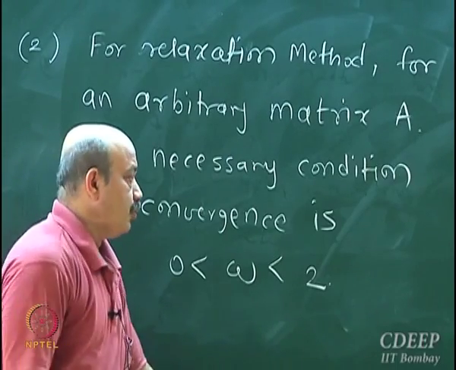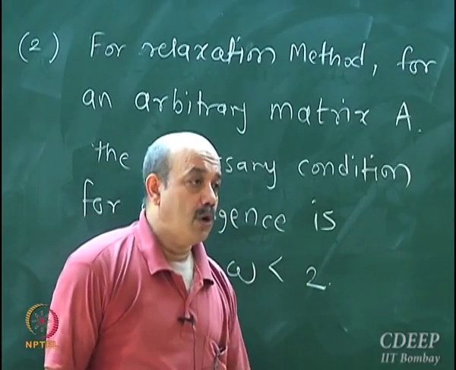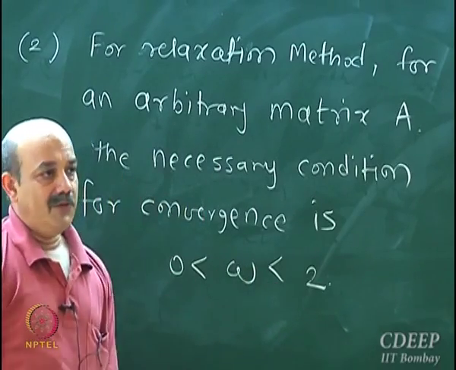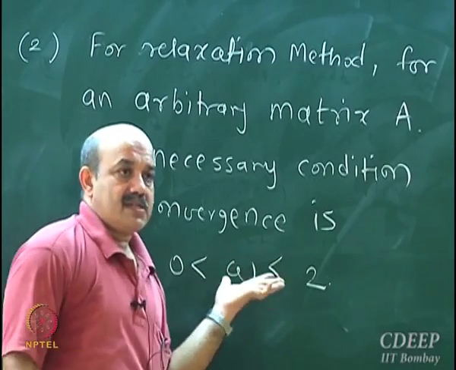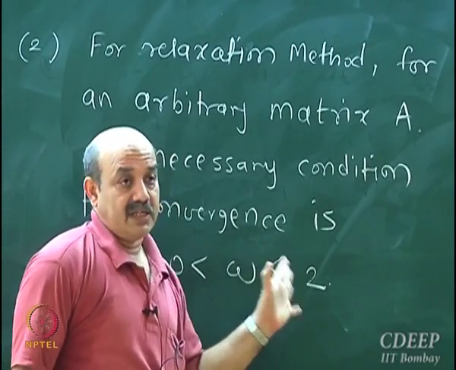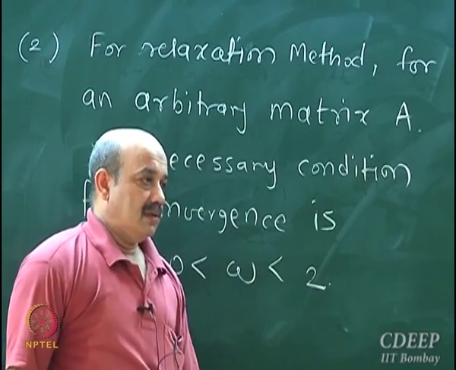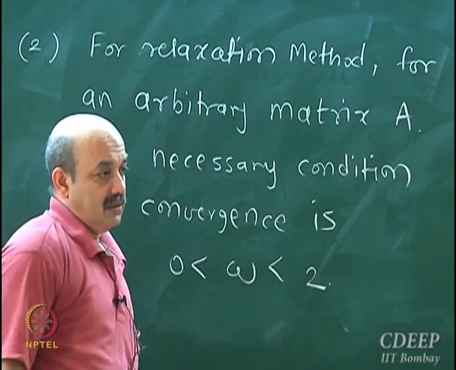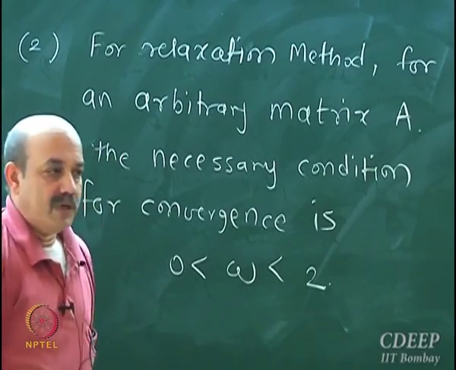So you have a guideline here on how to choose omega. Remember, this is only a necessary condition. It is not sufficient. If you choose omega less than 2, that doesn't mean convergence has to occur. But convergence occurs only when you choose omega less than 2.